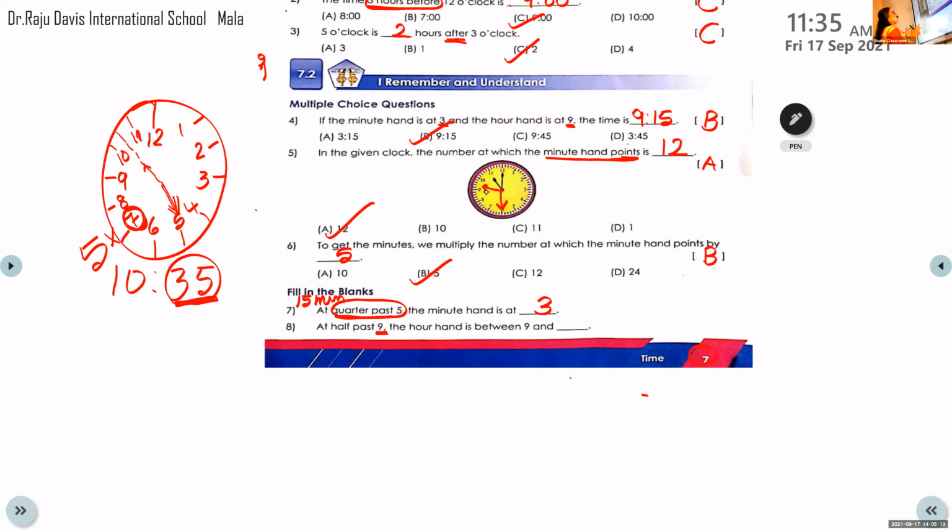Hour hand, not the minute hand. Which one is the hour hand? The long one or the short one? Which is the hour hand? Short. The short one. So where should the short hand be if it is 9:30?